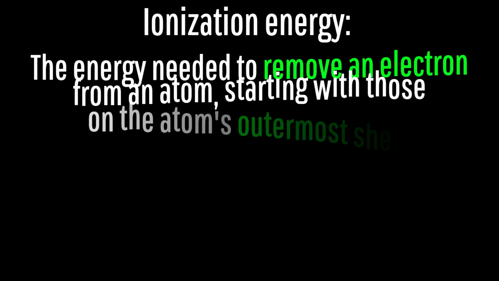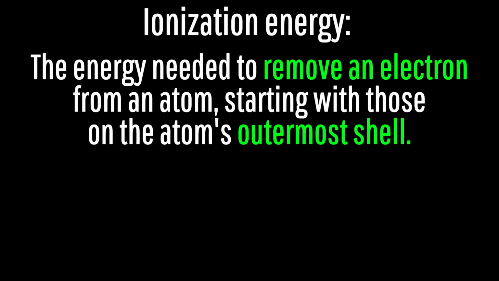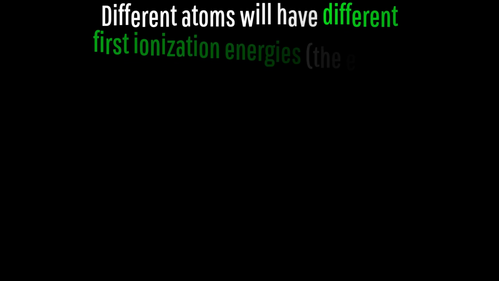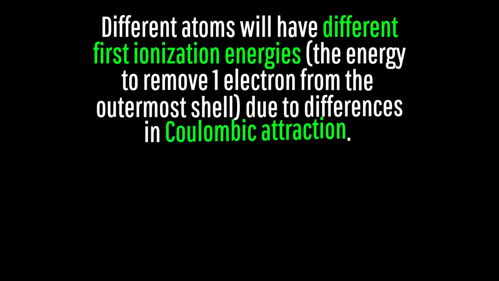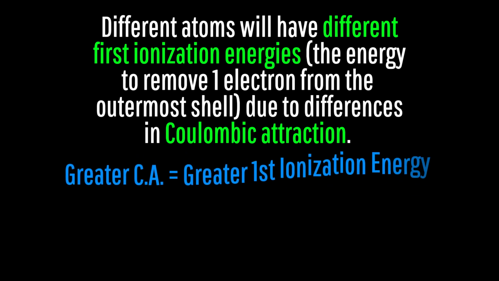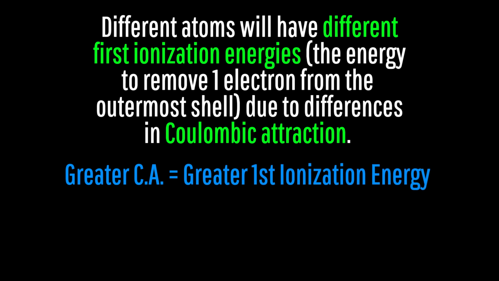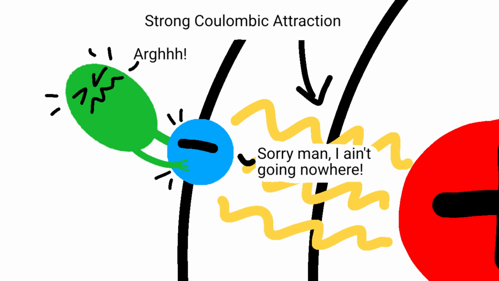Okay, so now we're going to talk about the different factors that are affected by Coulombic attraction, specifically ionization energy. Ionization energy is the energy required to remove an electron from an atom, starting with electrons on the outermost energy level. Different atoms will have different first ionization energy, or the energy required to remove the first electron from the outermost shell. This is due to Coulombic attraction. Atoms that have greater Coulombic attraction will have a higher first ionization energy than atoms with less Coulombic attraction. This is because greater Coulombic attraction means that there's a stronger attraction between the nucleus and electrons, so it takes more energy to break those attractions and remove the electron.